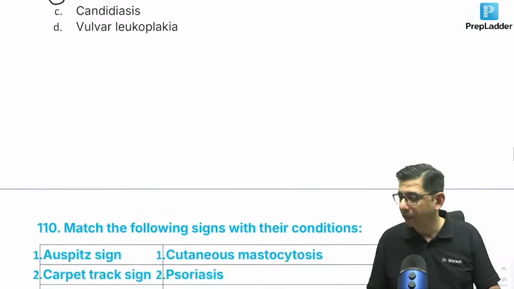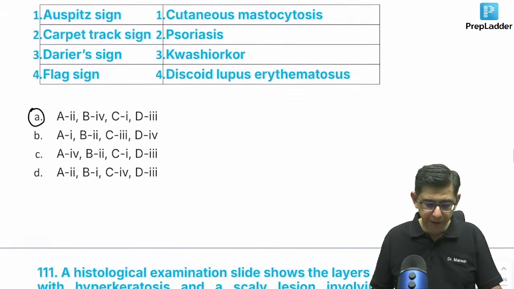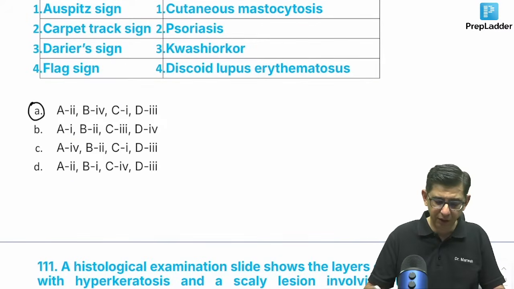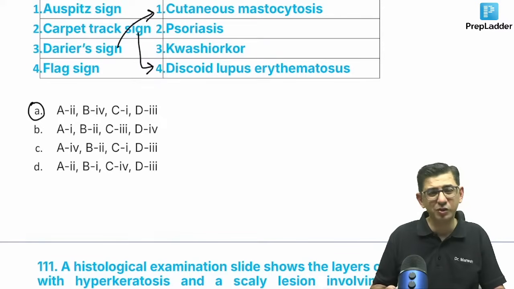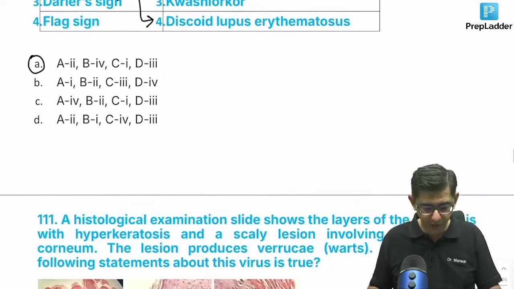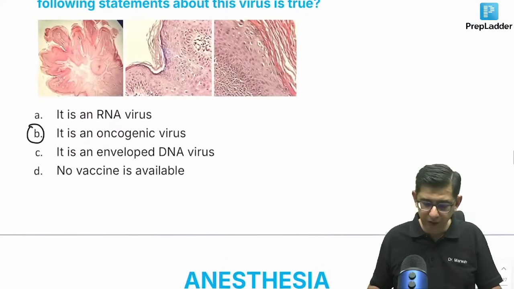Okay. Next is match the following. This is already done. Carpet tack sign for discoid lupus erythematosus, Darier sign for cutaneous mastocytosis. So it's already sorted out for you at the moment. 110 down.